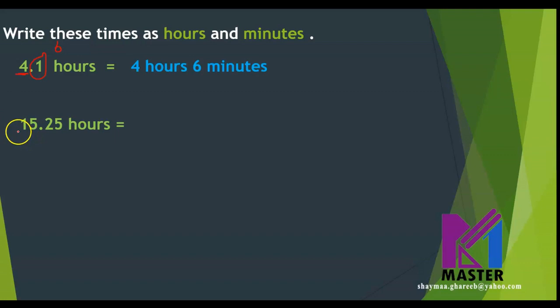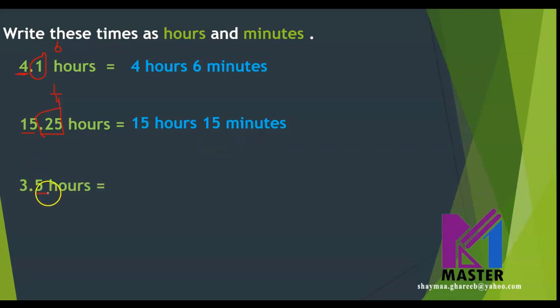What if I have 15 hours and 0.25 hours. It does not mean 15 hours and 25 minutes. No, this is a fraction of an hour. What fraction is it? This is a very famous fraction, which is a quarter. Quarter of the hour. How many minutes are there in a quarter hour? 15 minutes. So this part is 15 minutes, so I have 15 full hours and 15 minutes. Is this clear?